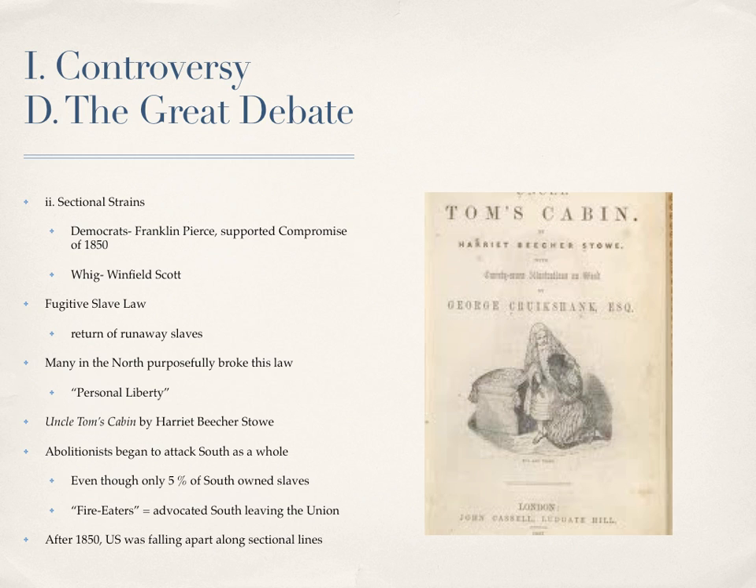Pretty much here, what I want you guys to focus on is the Fugitive Slave Law, which was a part of this Compromise of 1850. It was supposed to guarantee the return of runaway slaves if they ran north. They were supposed to be returned to their owners, just like any other property would have been.